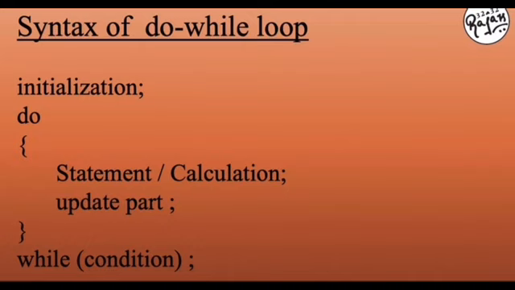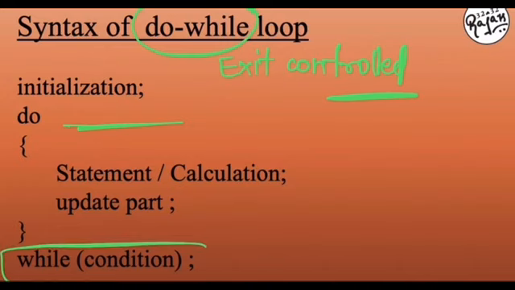Now let's talk about the syntax of do while. Do while is also known as an exit controlled loop. Why is it known as an exit controlled loop? You can see at the entry of this loop there is no condition, but at the exit point of the loop you can see there is a condition. This is why it is known as an exit controlled loop. When you are about to enter the body of the loop, there is no condition, but when you are about to exit the loop, then the condition gets checked.